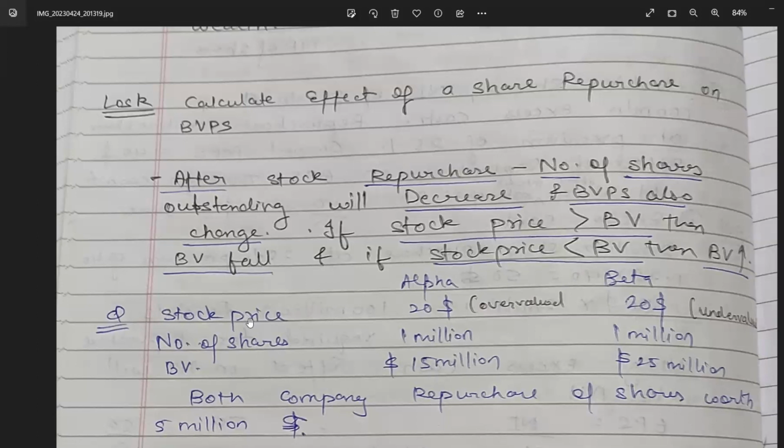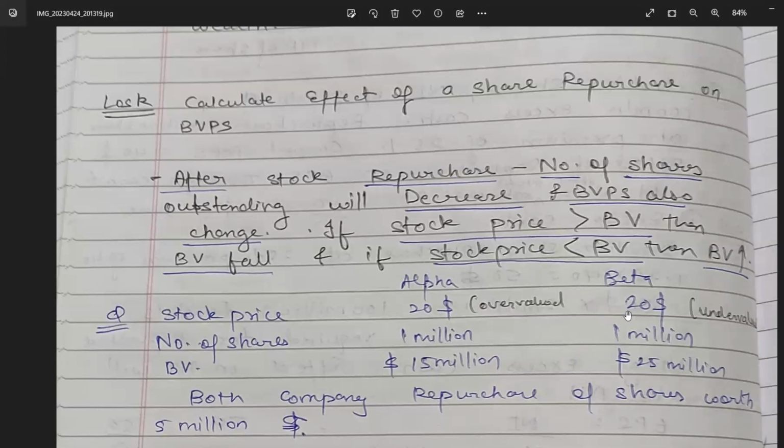So let's see the question. Here the stock price of Alpha and Beta is $20. The number of shares is the same, 1 million, and the book value is 15 million for one and 25 million for the other. So this is the true value of the company. We divide 15 million by 1 million, that is $15. $15 is the book value per share of Alpha and $25 is the book value per share of Beta. As we can see, the Alpha stock is overvalued because the true value is $15, but the stock price is $20.